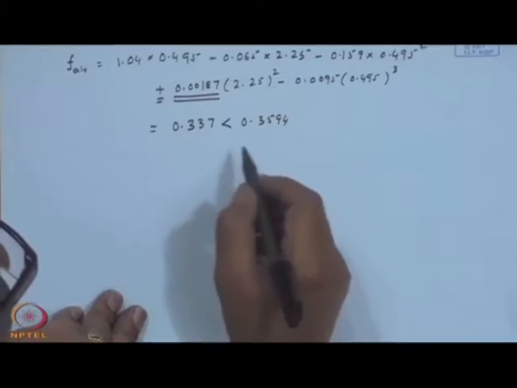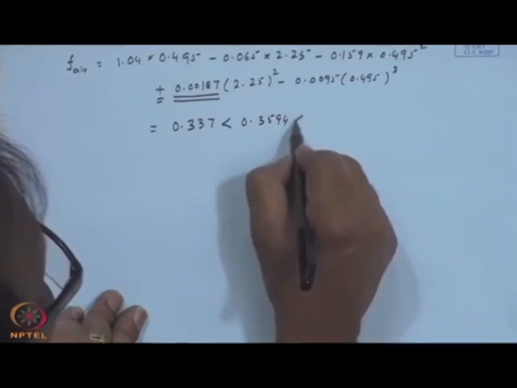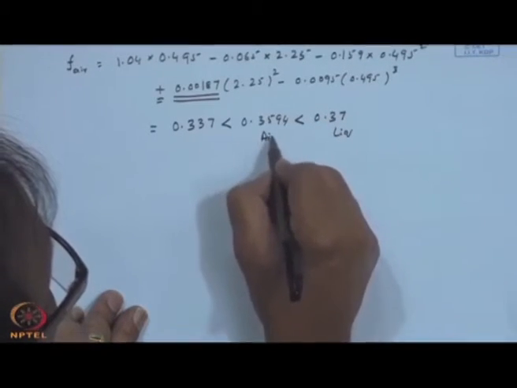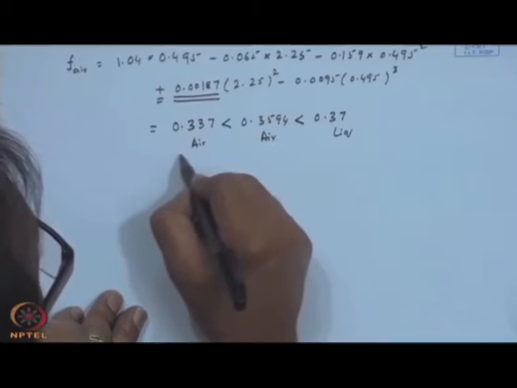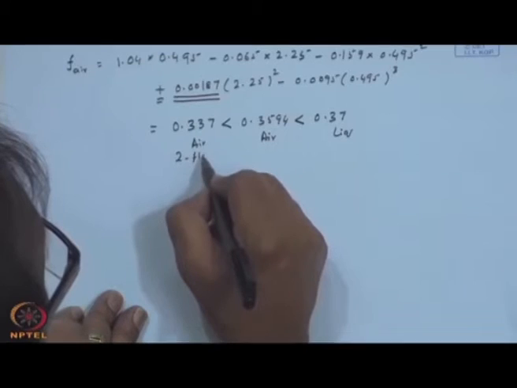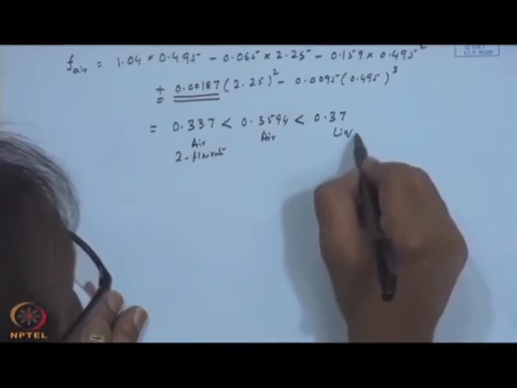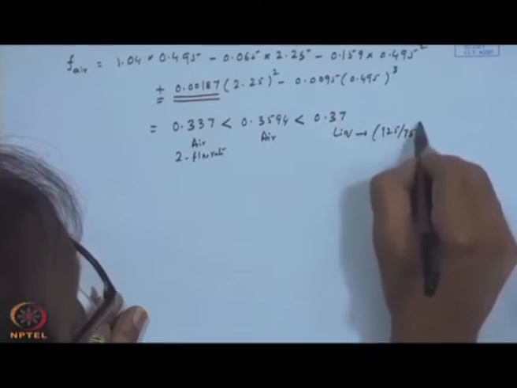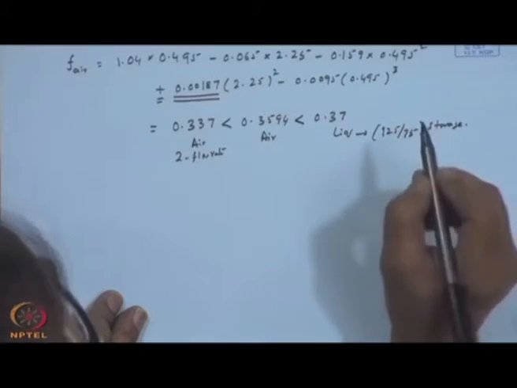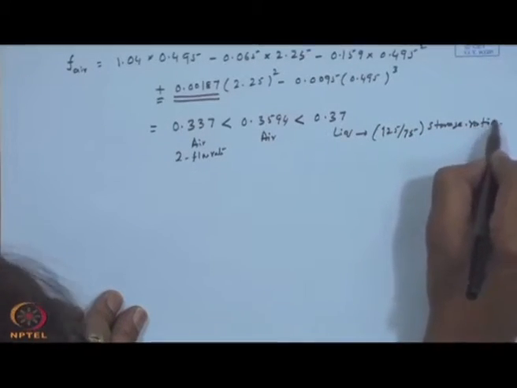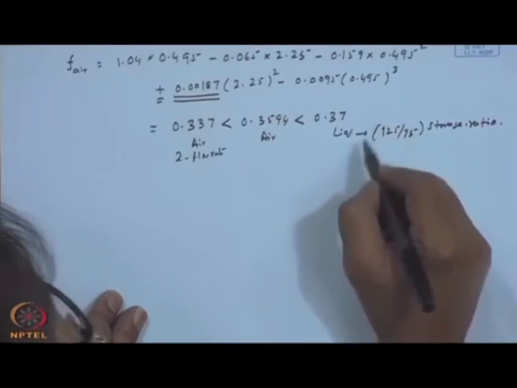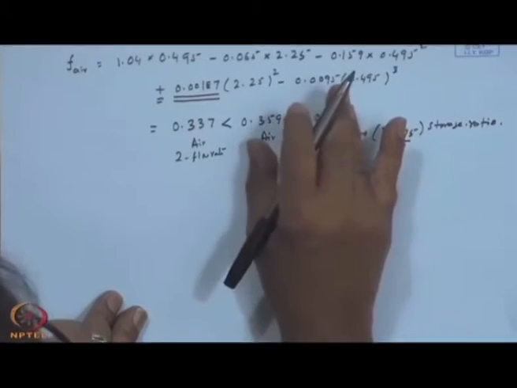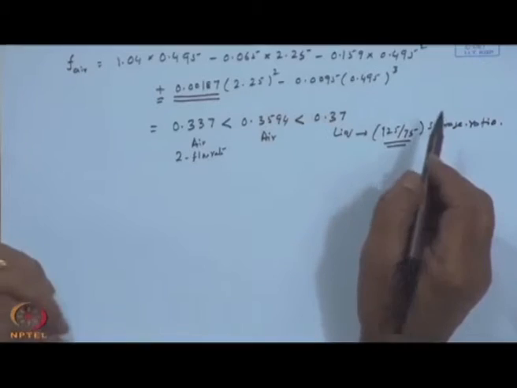So, consequently, you can say that this is less than 0.37 or whatever it is for liquid, and this is for air at 2 times flow rate. Of course, this liquid is at 125 by 75 storage ratio. Okay. So, this is at a higher storage. So, if you bring down the storage of this, it may be comparable. This is 36 and 37. There may not be much difference between these two. That is what we should not forget.